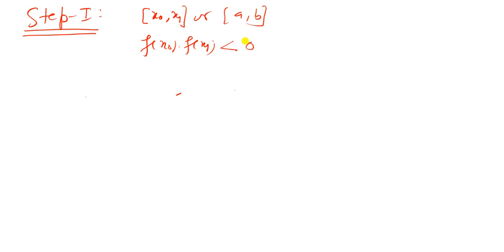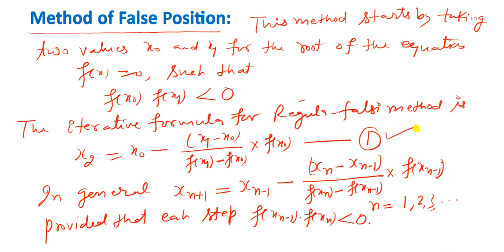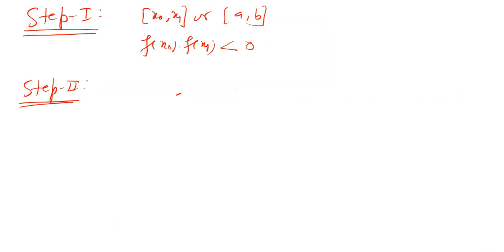After that, in step 2, using the general formula, or using the second approximation with the help of equation 1, and this general approximation formula is denoted by equation 2. So using equation 1, we obtain the first approximation which is denoted by x2.